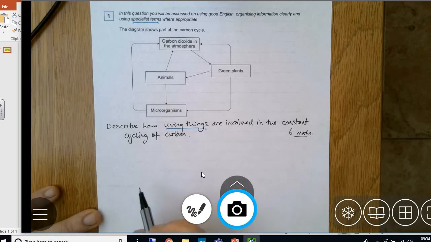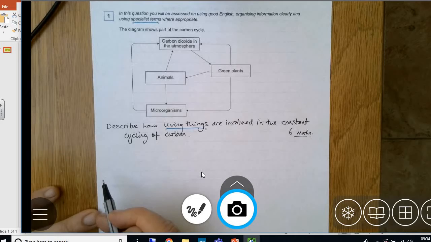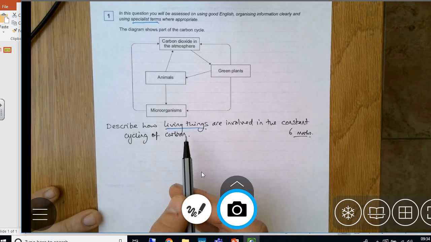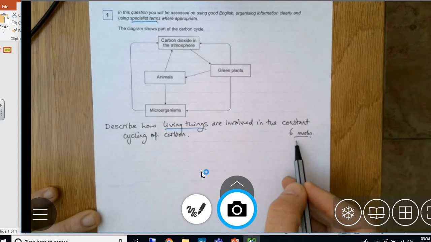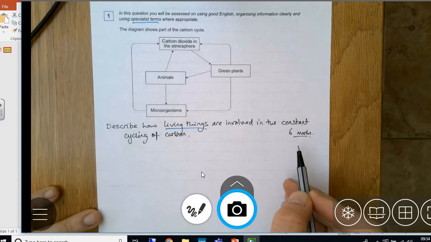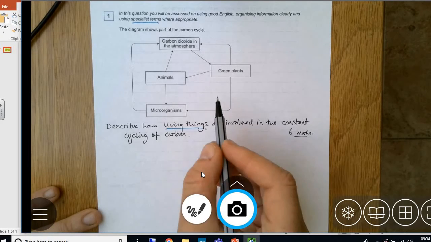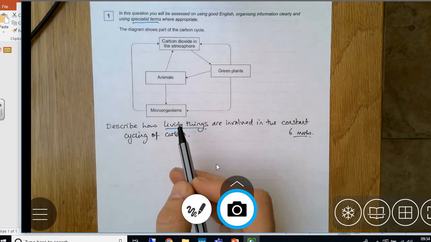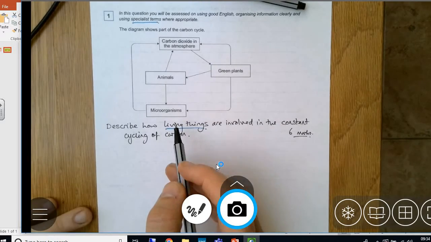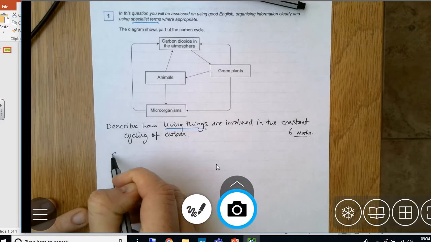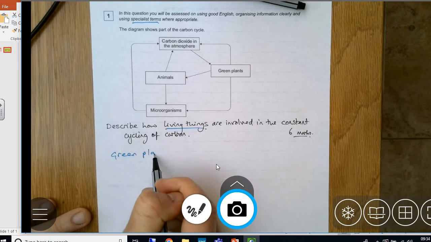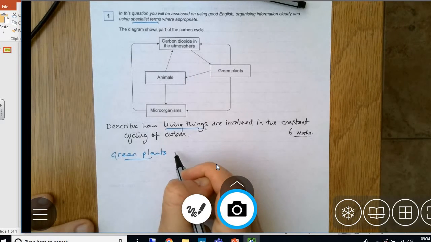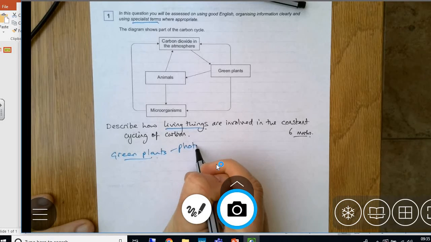So we are interested in all the different processes that are taking place within this part of the carbon cycle. Being a 6-mark question, I'm going to spend a little bit of time here thinking about those processes and how those different parts of the carbon cycle are actually involved. So I'm going to start with the green plants. What do I know about green plants? In terms of their involvement in the carbon cycle, I know they photosynthesize, which involves carbon.